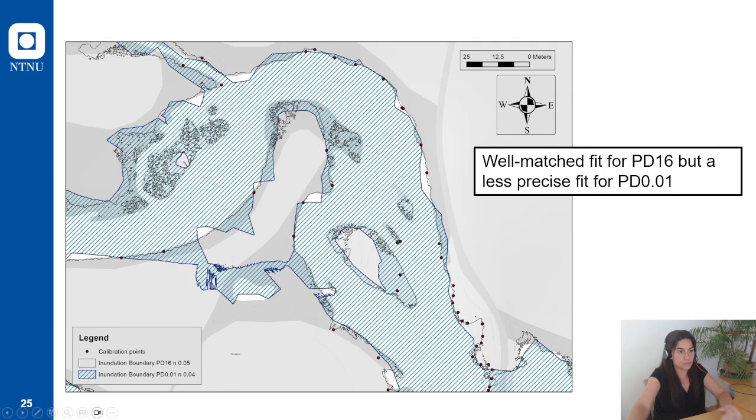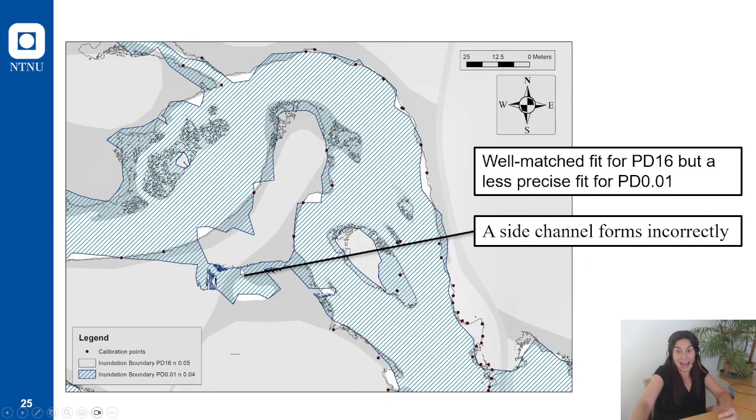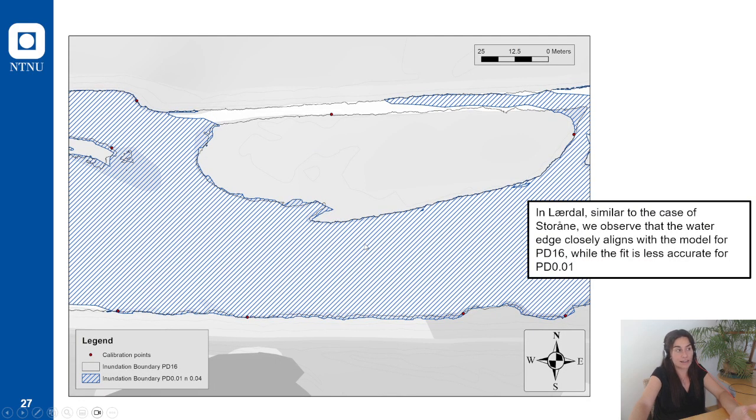And what we see is that it's well matched for PD16, but a less precise fit for PD 0.01. And we even see a side channel form incorrectly. It means that we have seen here a side channel that actually doesn't exist. And we find the same in the Lardal case.